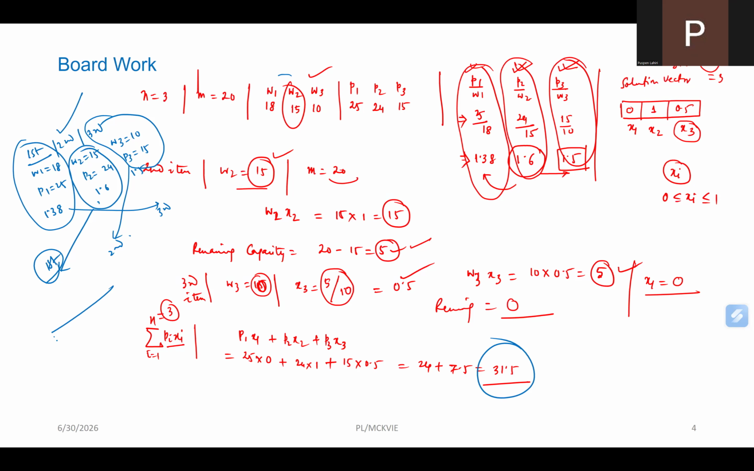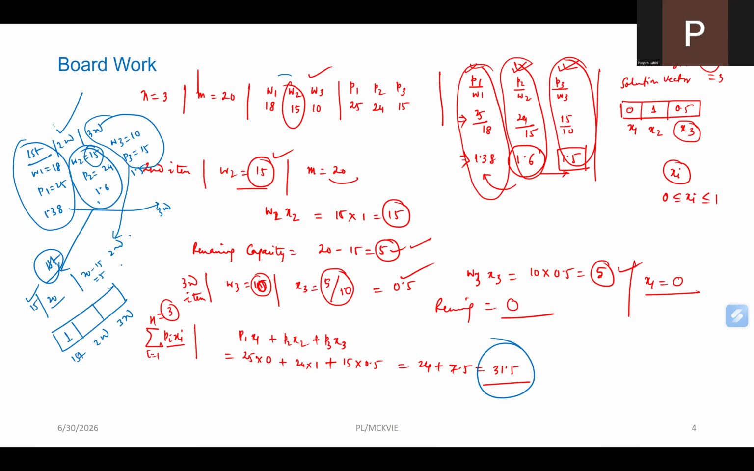Then as per the computer, it will be like first, second, and third, that is the solution vector. It is first treating this second item as the first item, then it will consider its weight. Yes, 15 kilogram weight, 20 is the capacity. So full utilization of the 15 kilograms, so definitely the solution vector value will be 1. Remaining capacity becomes 20 minus 15, that is 5. Then the second item, which was actually the third item, becomes the second item to the computer.